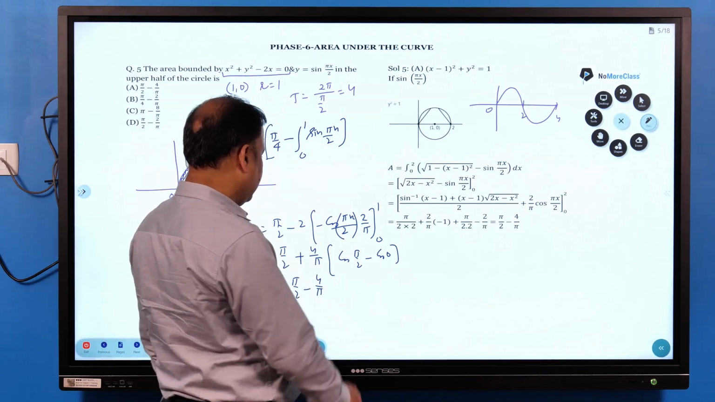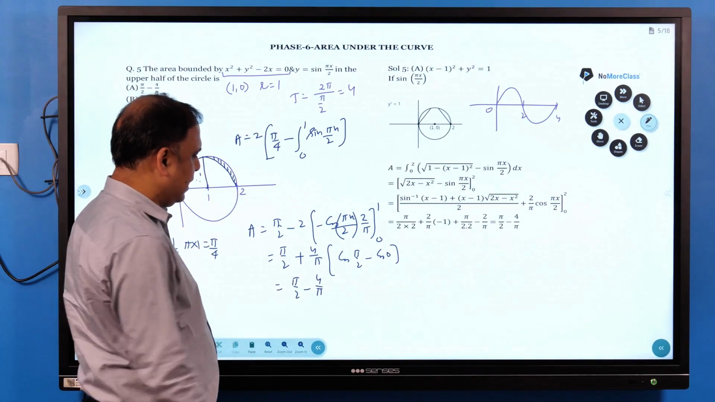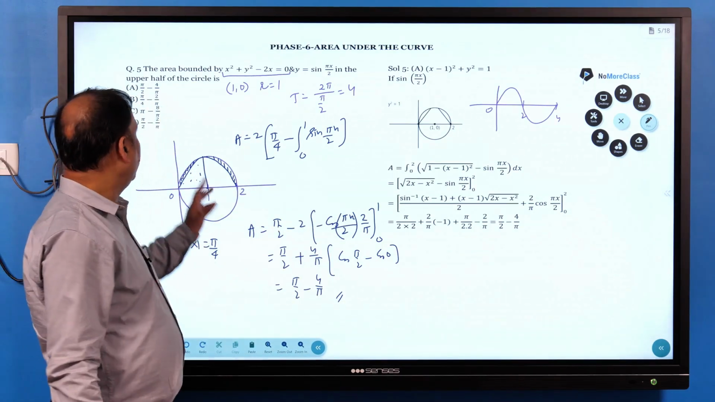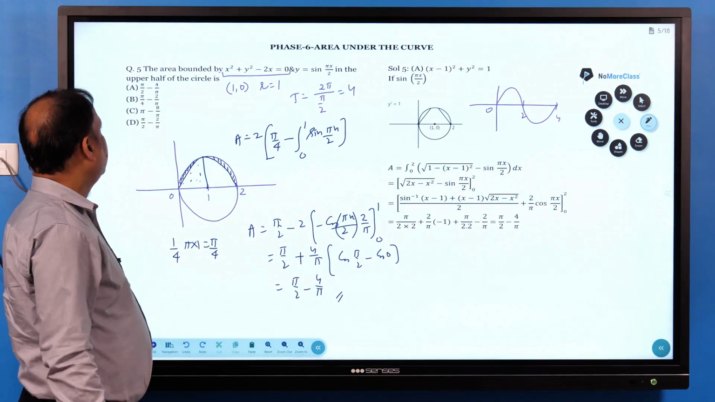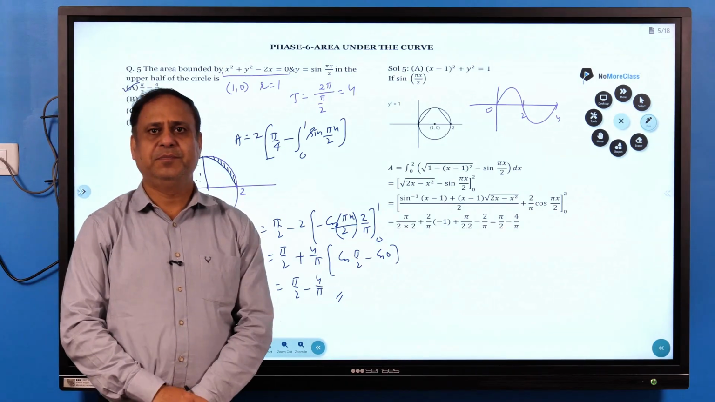Now check which is larger. This is larger, so the answer will be pi by 2 minus 4 upon pi. This is the answer. Otherwise, we will take the modulus. So pi by 2 minus 4 upon pi. So A option is correct. So thank you.